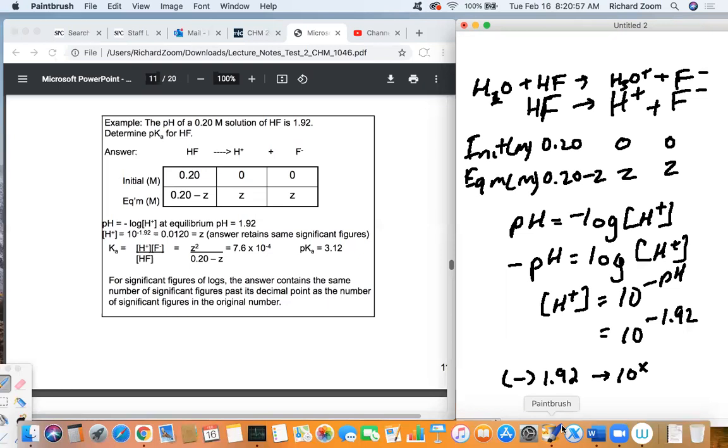That'll work as well. So either way, does anybody have any questions about getting that value of H concentration of H plus? I think it comes out to be 0.0120. Anybody got any questions about how to get that? So try it now on your calculator. Make sure you're getting the same thing. Any questions?